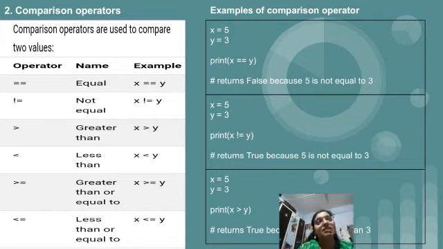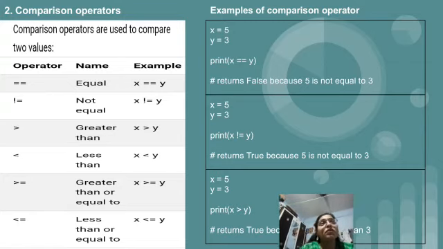We have taken x equal to 5, y equal to 3, then we have printed x not equal to y. So 5 is not equal to y. Of course 5 is not equal to y, so it will return the answer as true.